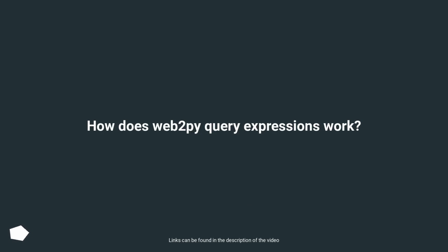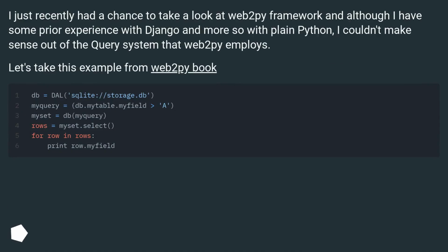How does web2py query expressions work? I just recently had a chance to take a look at the web2py framework, and although I have some prior experience with Django and more so with plain Python, I couldn't make sense out of the query system that web2py employs. Let's take this example from the web2py book.